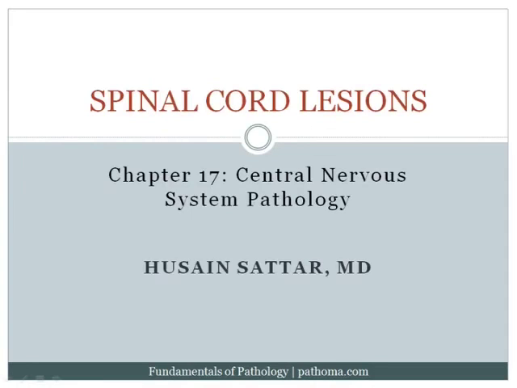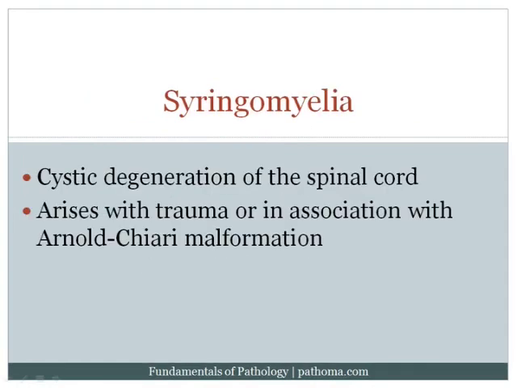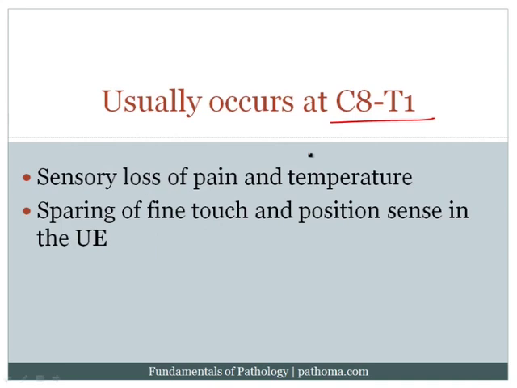Moving on to spinal cord lesions, the first disorder is syringomyelia. This is cystic degeneration of the spinal cord that can arise with trauma, or can also be in association with an Arnold-Chiari malformation. It classically occurs at C8 to T1, and it results in loss of pain and temperature sensation with sparing of fine touch and position sense in the upper extremities. And of course in the upper extremities because we're at C8 to T1.